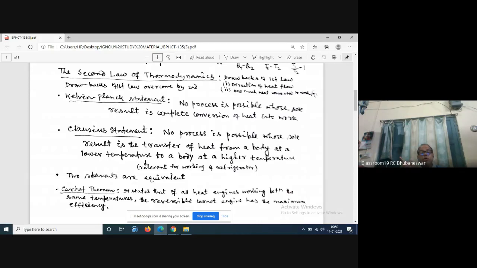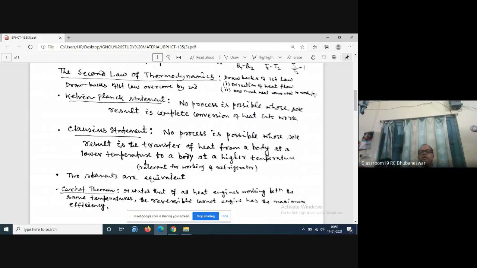Net heat flow will not occur from a low temperature body to a higher temperature body. It is possible only if an external agency does some work to draw heat from the lower temperature body and reject it into the higher temperature body. That happens in the case of a refrigerator.